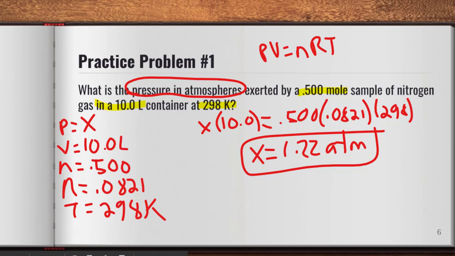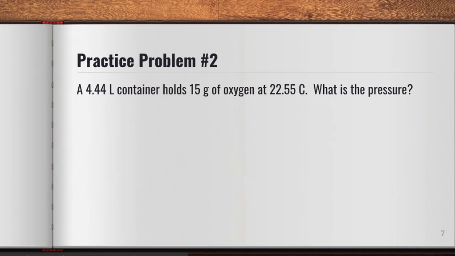Let's do one more practice problem, just to make sure. A 4.44 liter container holds 15 grams of oxygen at 22.55 Celsius. What is the pressure? So, again, let's take a look at what's given. We're given our volume, we're given a mass, and we're given temperature. So remember, with our equation, we're going to use PV equals nRT. And the question again is asking for pressure.